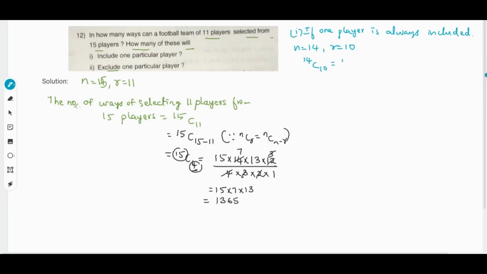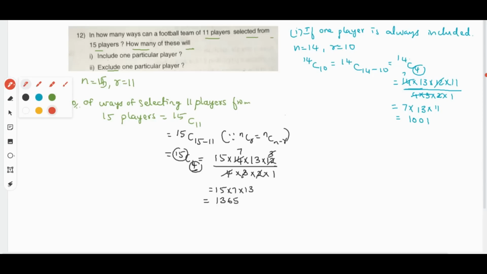That can also be written as 14C(14 minus 10), that is 14C4. That means 14 into 13 into 12 into 11. Only you'll write 4 elements in reverse order for the numerator, and then since it is 4, you should write 4 into 3 into 2 into 1 factorial. 4 threes are 12 and 12 get cancelled. 2 ones are 2, 2 sevens are 14. So when you take 7 into 13 into 11, we get the answer as 1001.